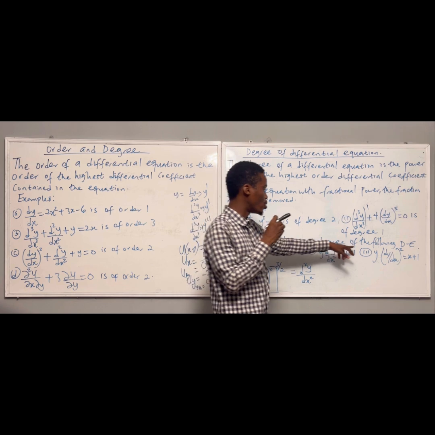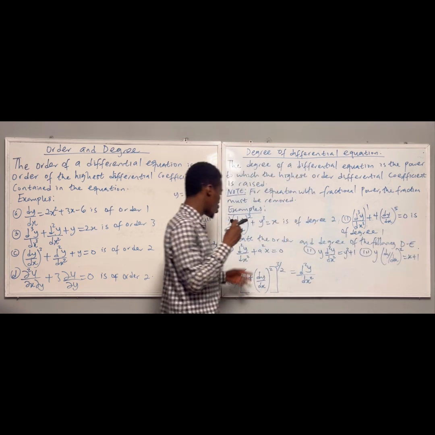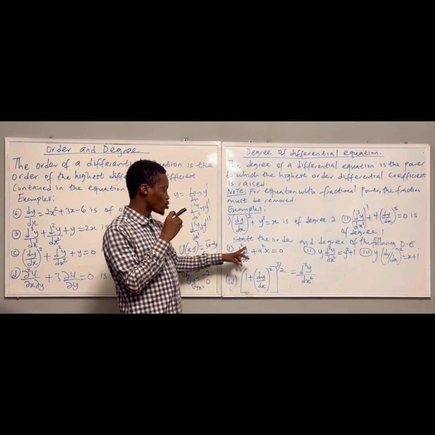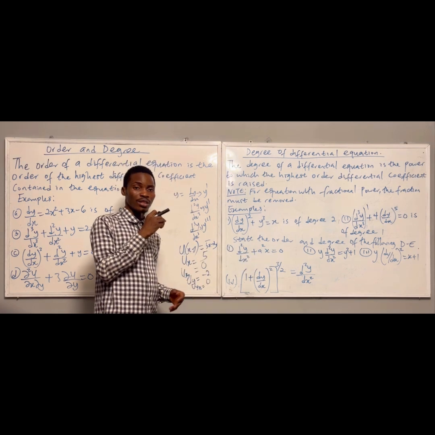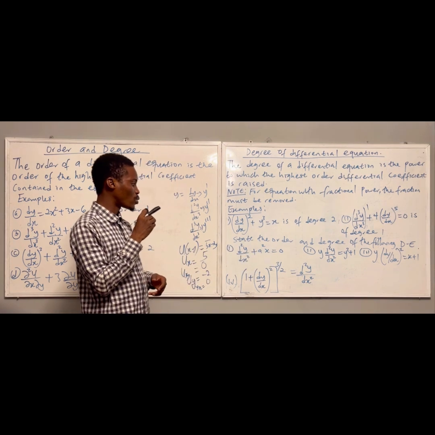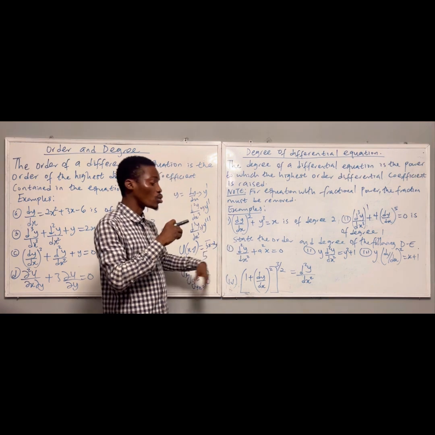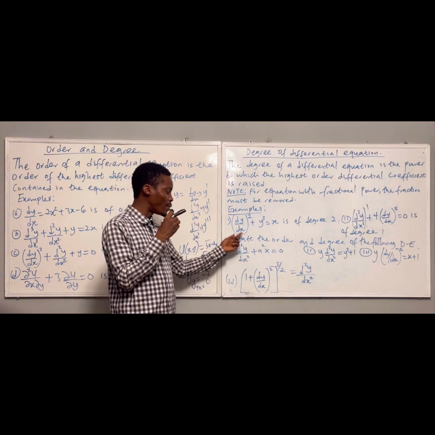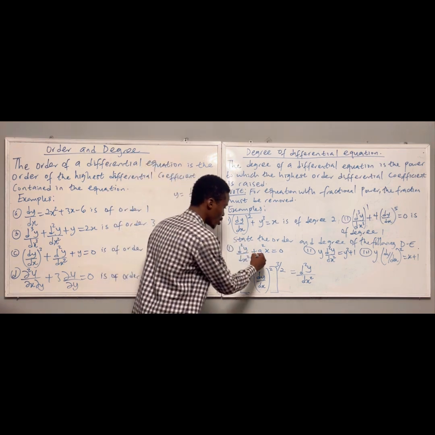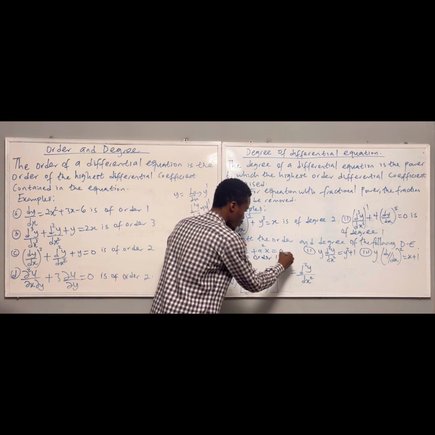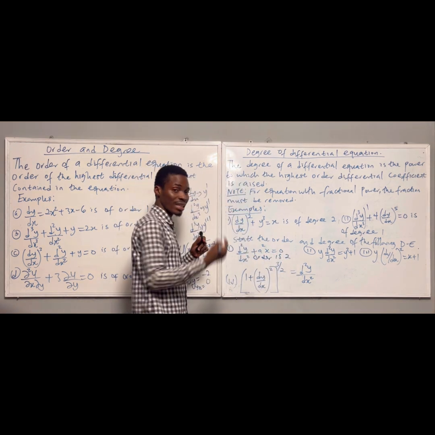State the order and degree of the following differential equation. So let us consider question 1: d squared y over d x squared plus a squared x is equal to 0. What is the order of this? The highest derivative here is d squared y over d x squared. How many times? 2. So it means it's the second derivative. So the order is 2.